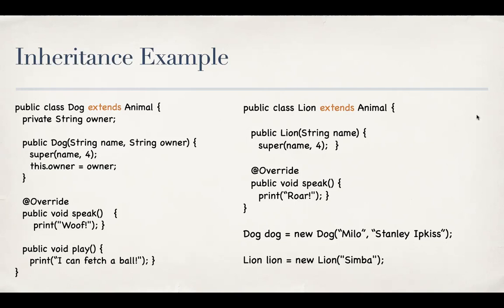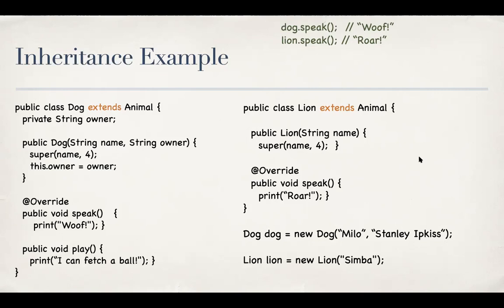Right. Let's see what happens to the methods play and speak, etc. So if we now, after creating the dog and lion objects, call dog.speak, it will print woof, because this method is going to map to this particular implementation. Similarly, if we do lion.speak, it's going to say roar, because that maps to this particular implementation.